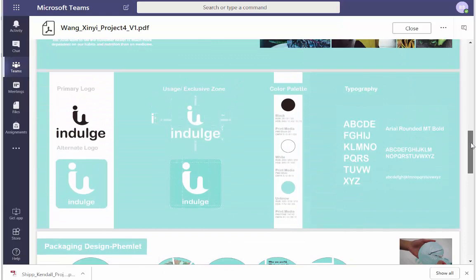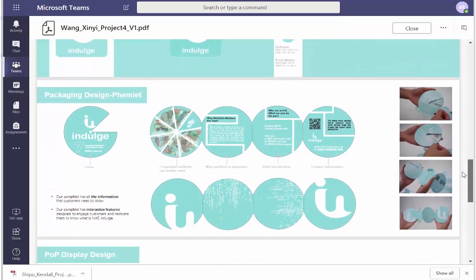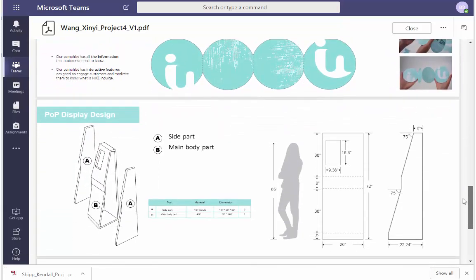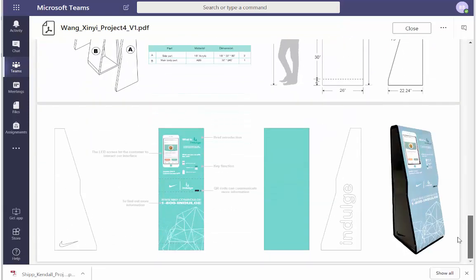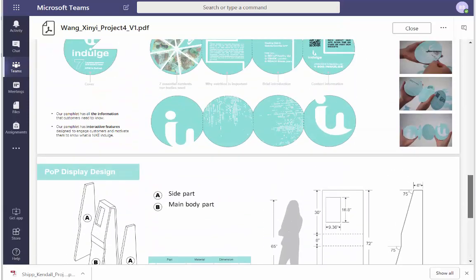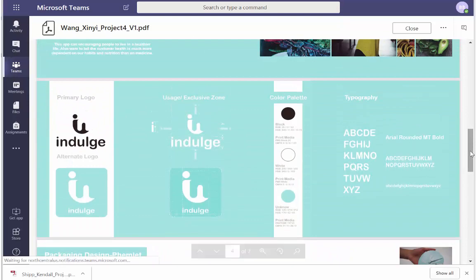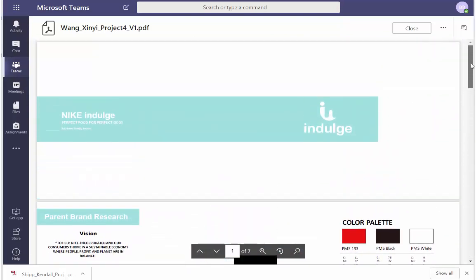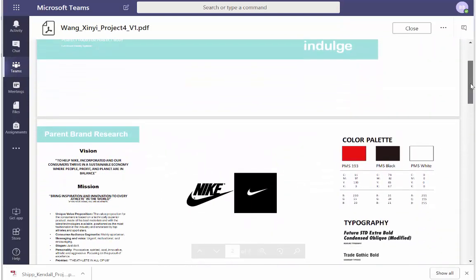All right, you have a logo, pamphlet, a POP, and a POP. Because that's a bit mysterious to me, your product was to do 2 things. Make a sub-brand based off of Nike and extend that sub-brand into physical marketing elements. Pamphlet, POP.